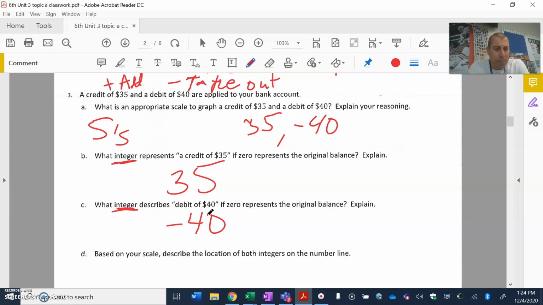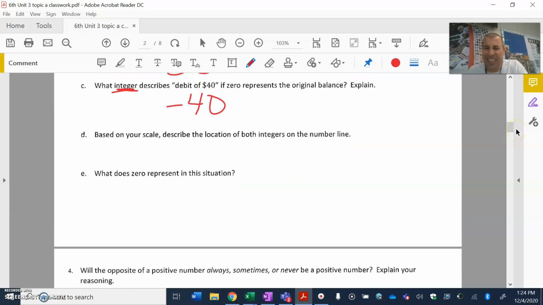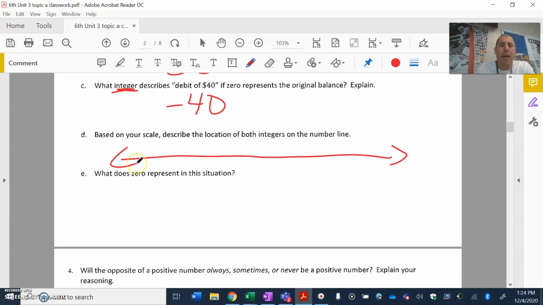All right, letter D here: based on your scale, describe the location of both of the integers on the number line. Okay, so this is something that we want to be aware of, because if you really haven't seen it before, it's one of the things that kind of throws you off a little bit. So, based on your scale, describe the location of both integers. We could say a lot of different things here, but I'm going to put down our scale, because it does say based on your scale. So 5, 10, 15, 20, 25, 30, 35. That's good.